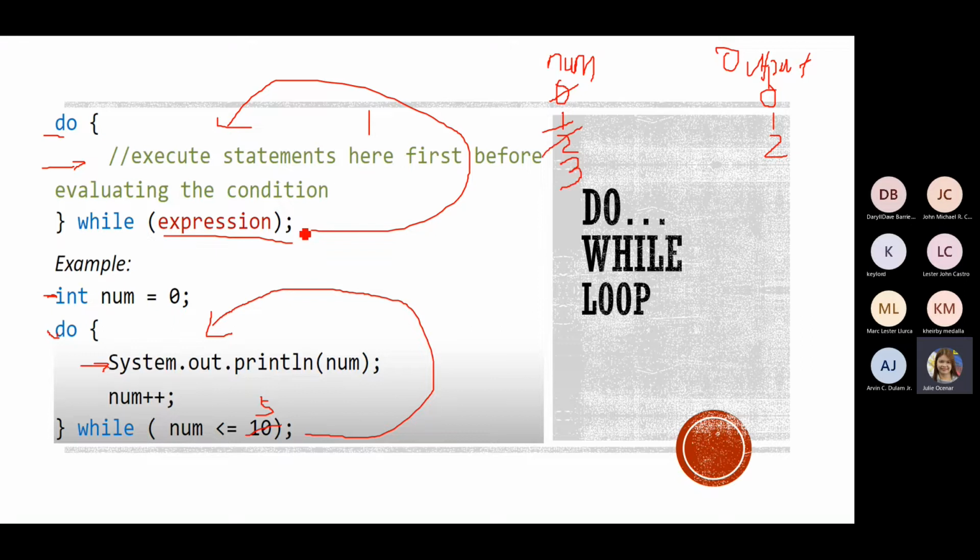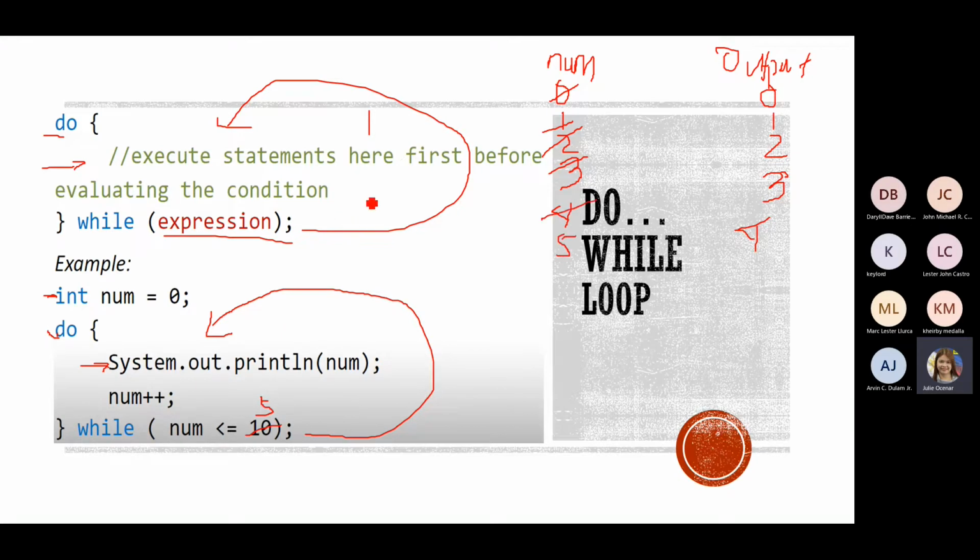Cross out the 2. And then, num is 3, lesser than equal to 5. Yes. Go back to printing. This will be 3 here. Then, cross out the 3, magiging 4 siya. Is 4 lesser than equal to 5? Still yes, print pa rin natin ang 4. And then, magiging 5.